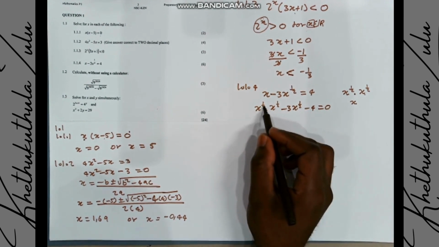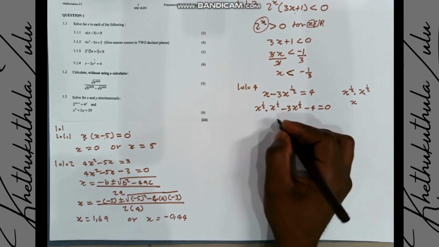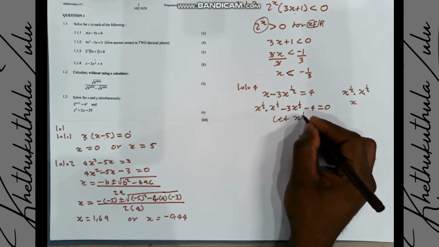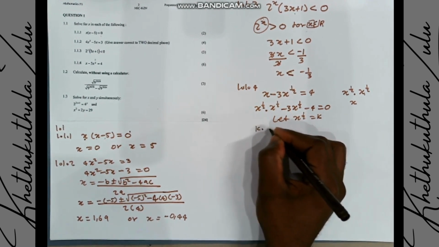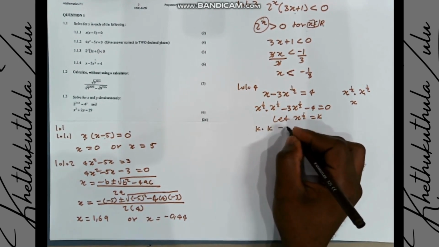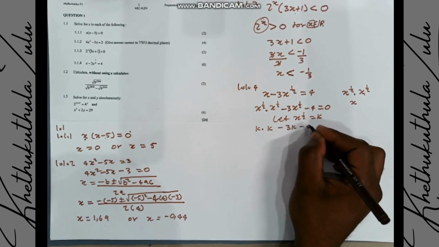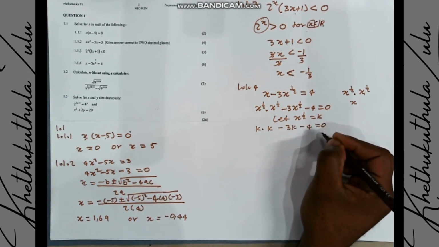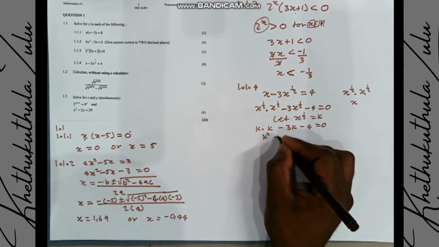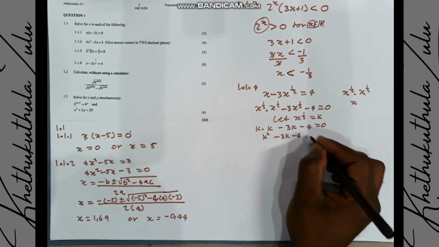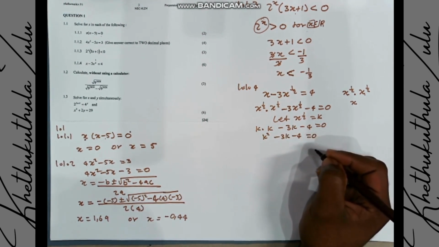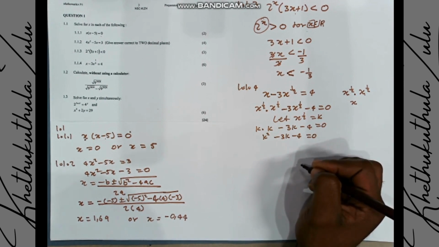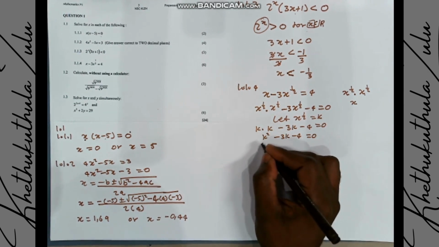Now we have x^(1/2), x^(1/2), x^(1/2). Then we can let this x^(1/2) be equal to k. Then we have k times k minus 3k minus 4 is equal to 0, and this is just k squared minus 3k minus 4 equals 0. Then from here you can factorize, or you can do the quadratic formula. It's up to you which one you use, but let's just factorize here.